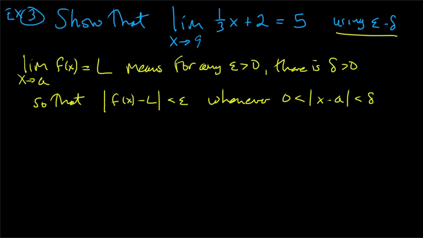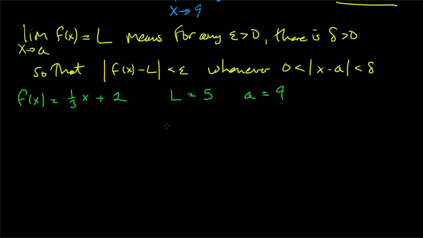So what do we have here? We know that f of x is 1/3 times x plus 2. We know that L is 5. We know that a is 9. Okay, so we're going to be given an epsilon. And in fact, we could put in a number here, say 0.05 or something, but we'll do that later. Let's just leave it as epsilon, as long as it's some positive number.